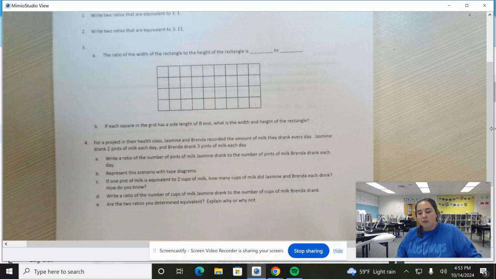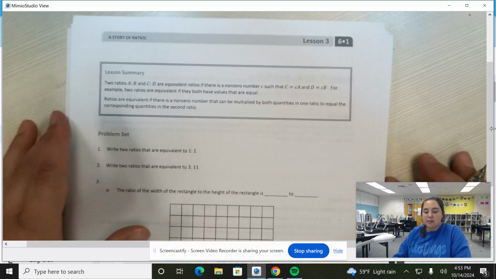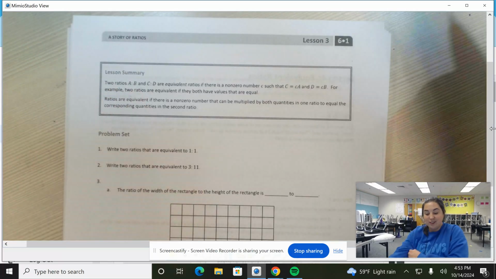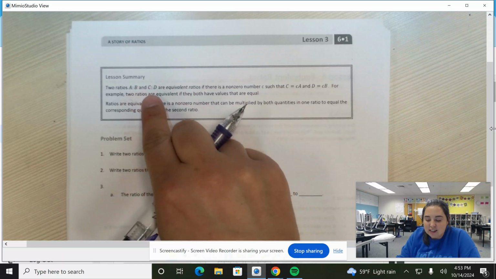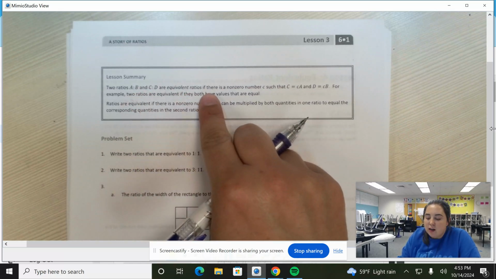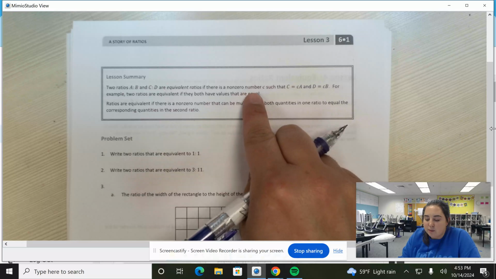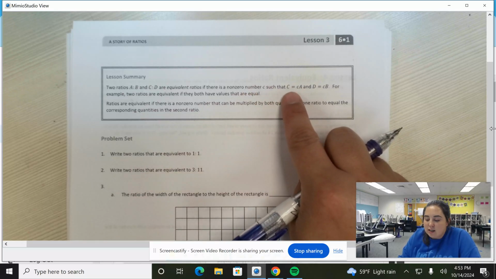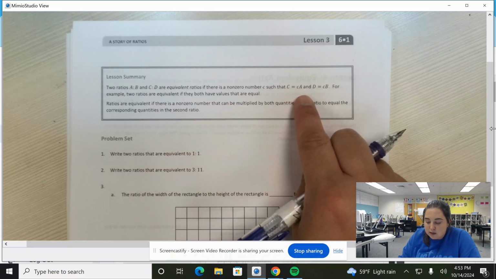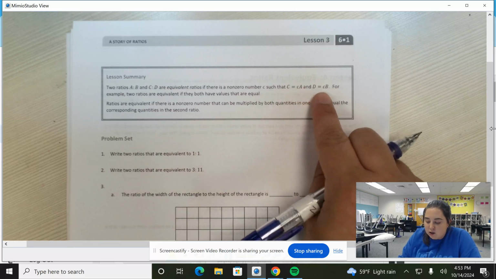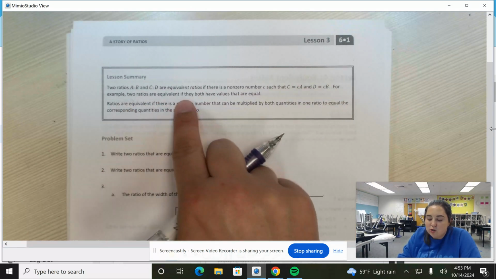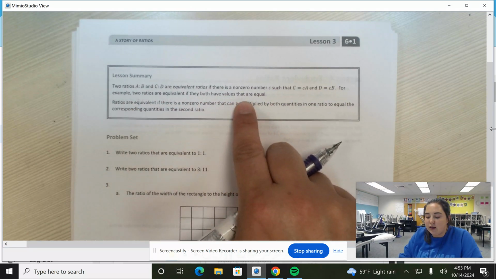All right, I believe that is the end of the lesson. So again, read the summary. So it says 2 ratios, A to B and C to D are equivalent ratios if there is a non-zero number, c, such that C equals c times A and D equals c times B. For example, 2 ratios are equivalent if they have the same values that are equal.